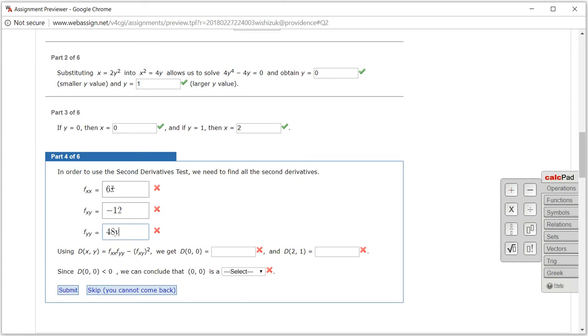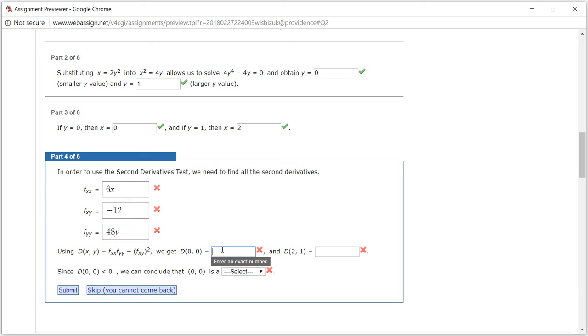Actually, sorry, I messed it up. This is going to be 0 times 0 minus negative 12 squared, so it's going to be 144. And at (2, 1), if you plug in x equals 2 and y equals 1, this one we have to do a computation. If you plug in 2 here, you have 12, multiplied by 48 since y is 1, minus 144.